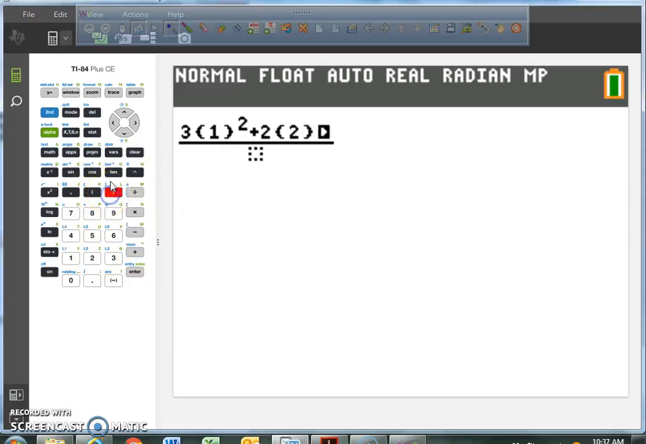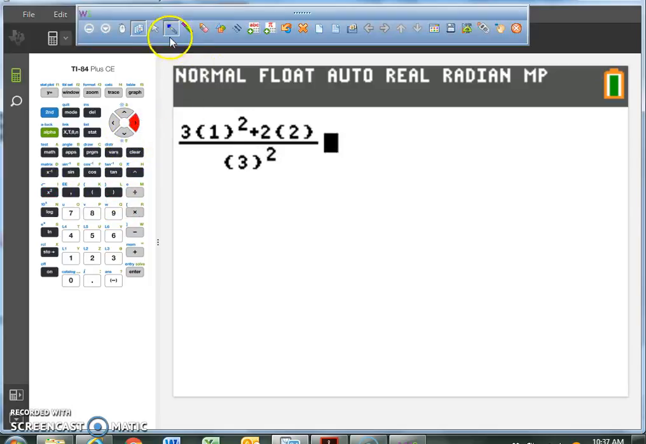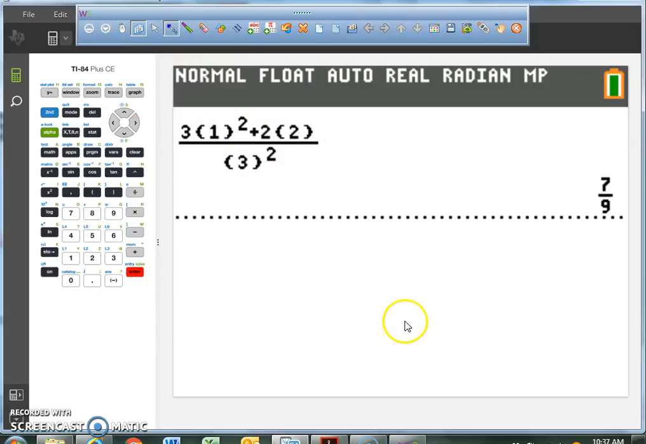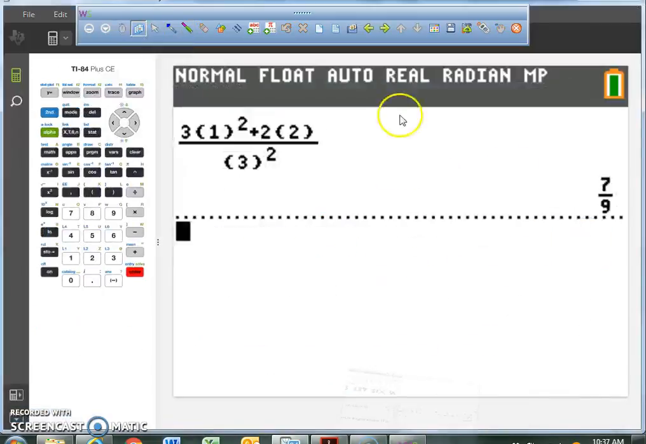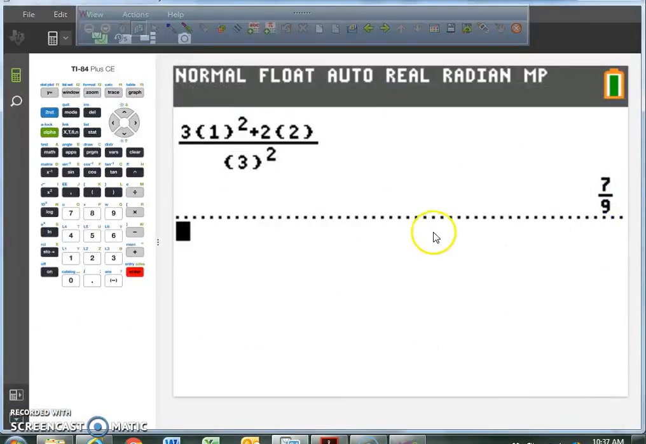2. Right there. Now I'm done with the numerator, right? Now I'm going to open up parentheses, type in a 3, and square it. Can you see how all of this is exactly what you just did on paper? You press enter, and it's 7/9. That's awesome.